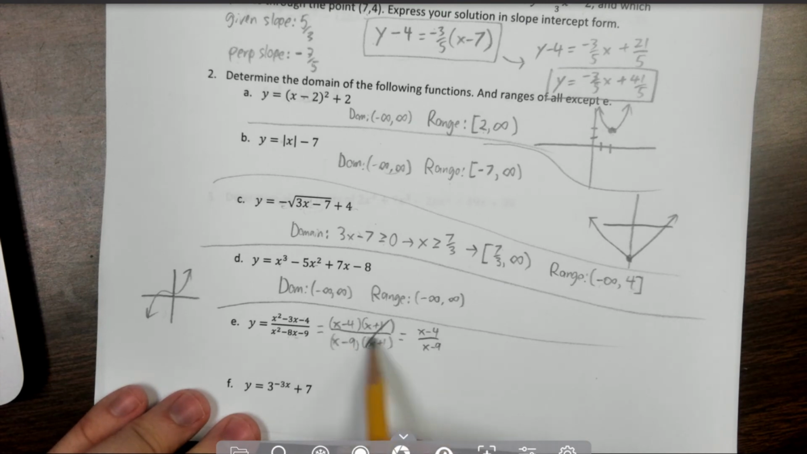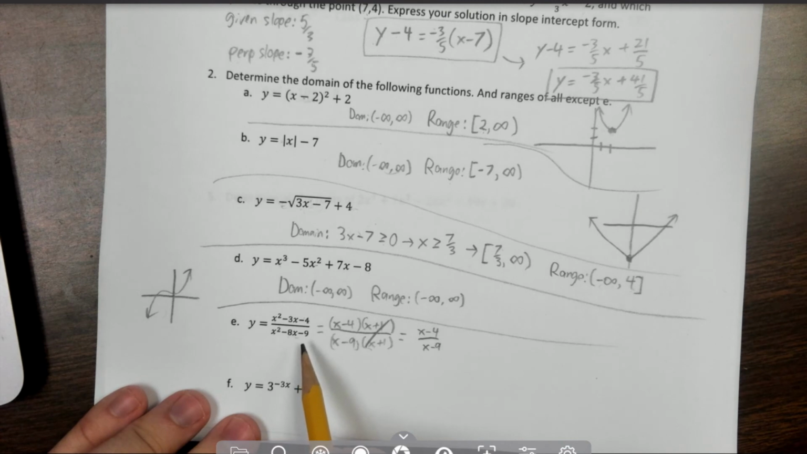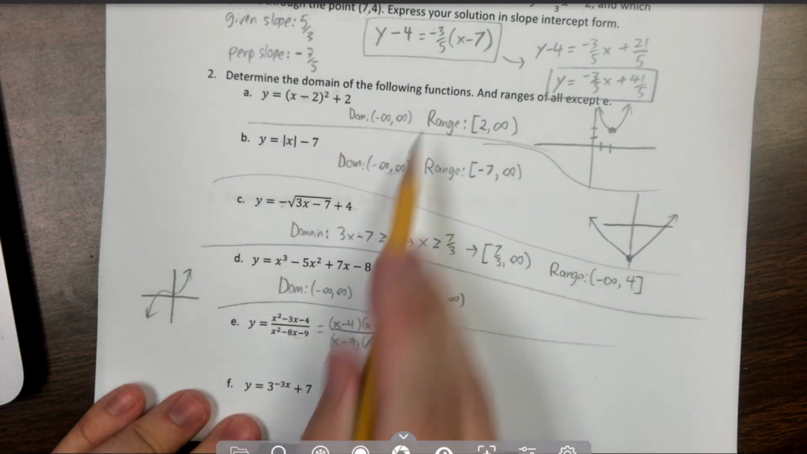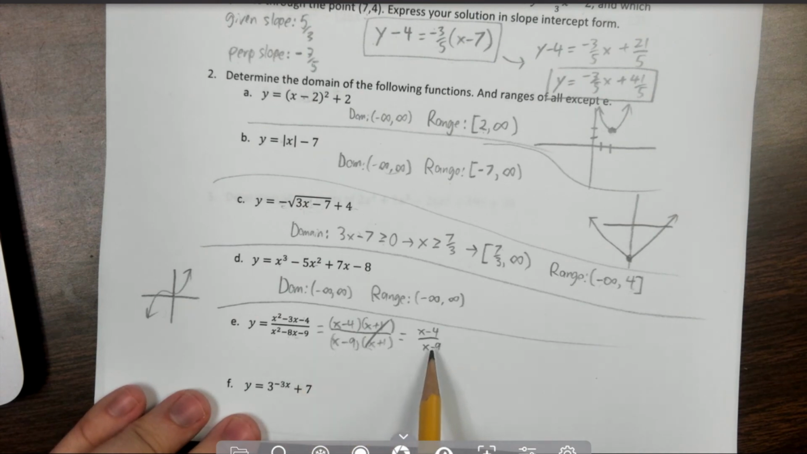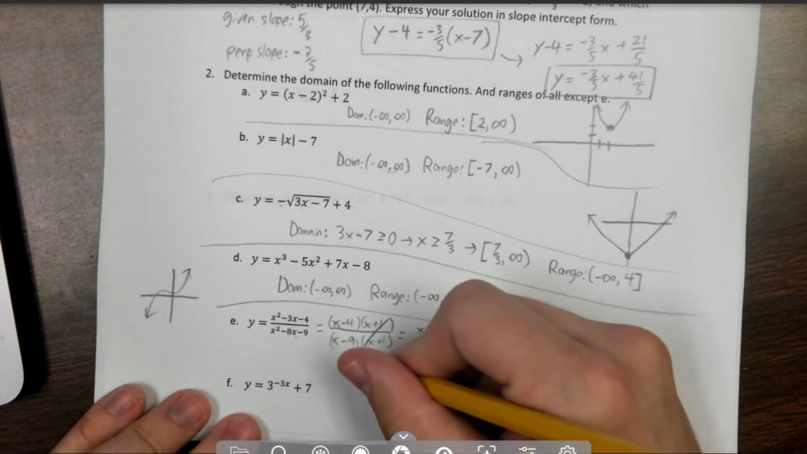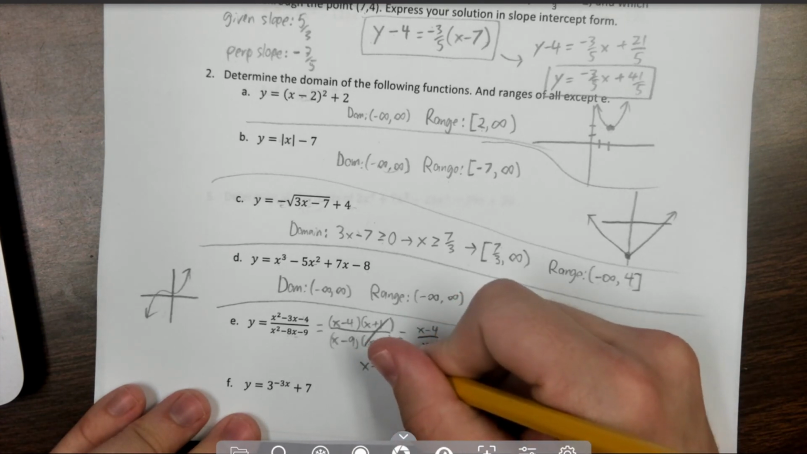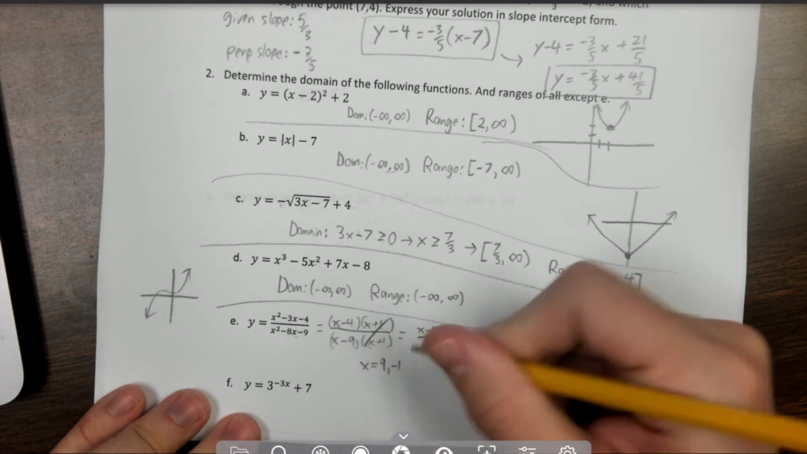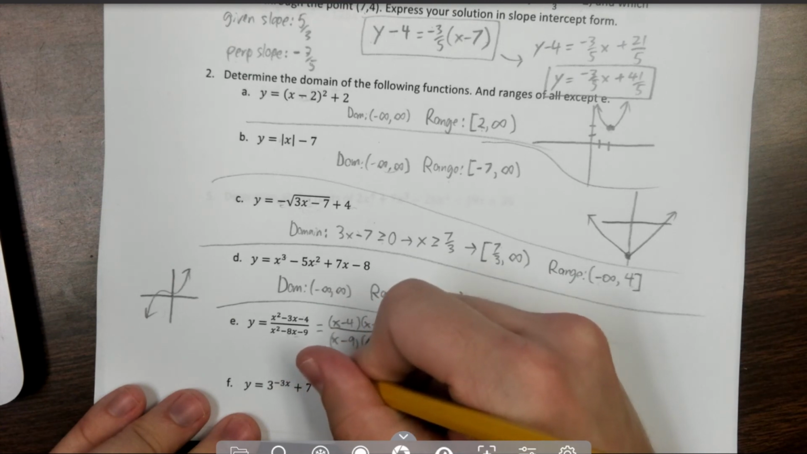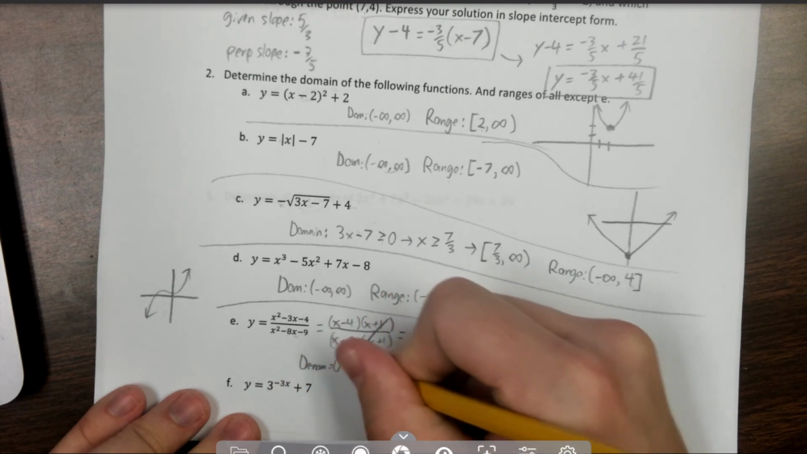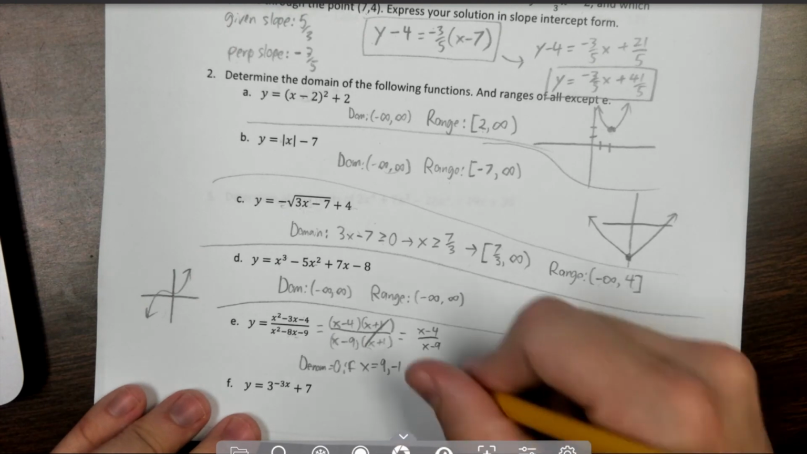But let's think about this denominator right here. If a denominator of a fraction is 0, then that is a big, big problem. We are not allowed to have 0 in our denominator. So what am I allowed to plug in? Anything that does not make my denominator 0. And so let's take a look at this right here. What would make my denominator 0? My denominator would be 0 if x was 9 or negative 1. So the denominator would equal 0 if x equals 9 or negative 1.